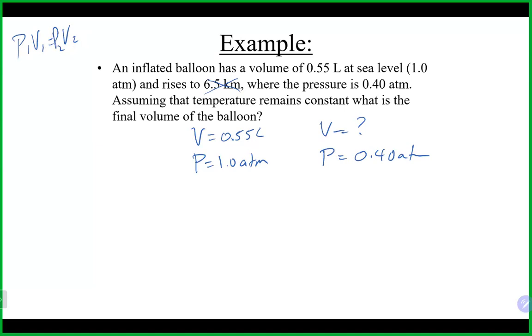Does it really matter which one you call 1 and 2? The answer really is no, it doesn't, as long as you keep the values that go together together. So usually people will just go in the order it's written in the problem. So I'll call these guys 1s, and I'll call these guys 2s in this case.